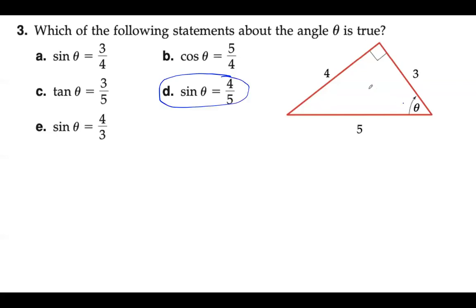Because sine theta is equal to opposite over hypotenuse. Hypotenuse is 5, opposite side is 4. So 4 over 5, this is true. If you check the others, they are wrong. That's why for the first question, the answer is D.